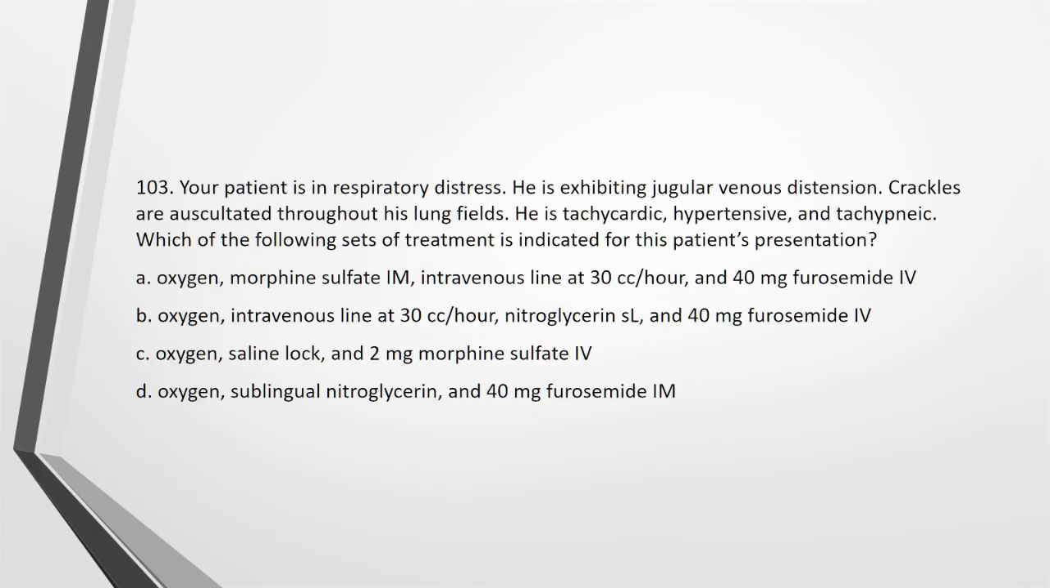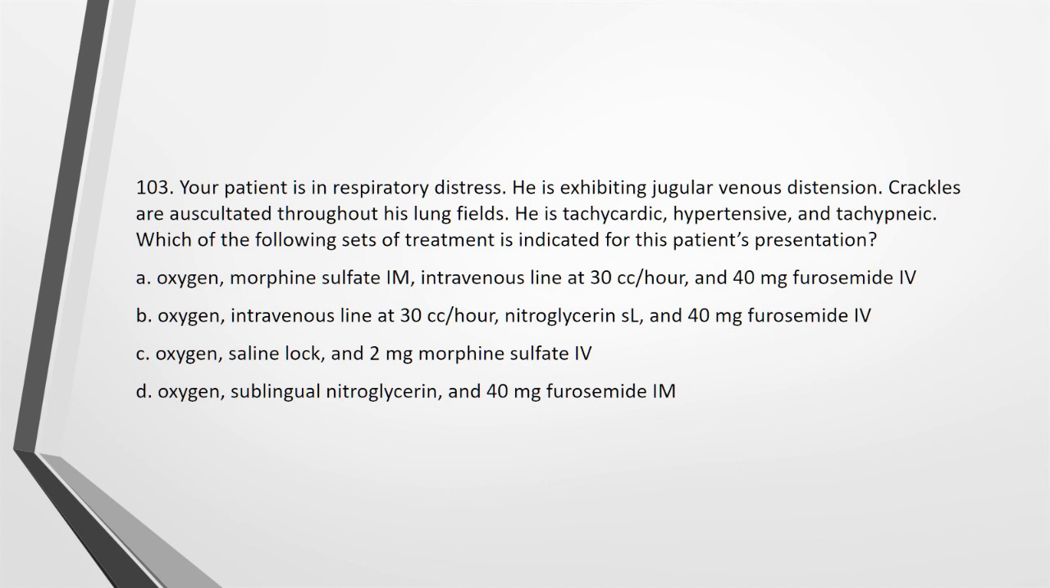103. Your patient is in respiratory distress. He is exhibiting jugular venous distension. Crackles are auscultated throughout his lung fields. He is tachycardic, hypertensive, and tachypneic. Which of the following sets of treatment is indicated for this patient's presentation?